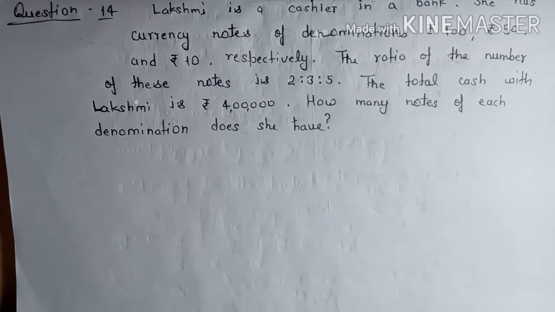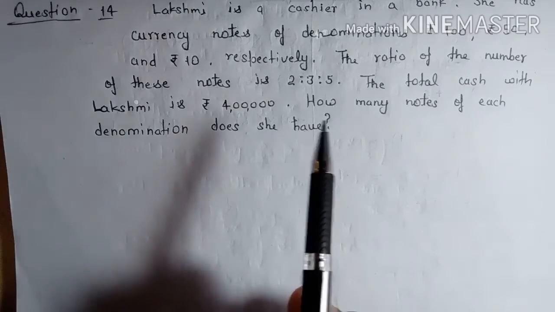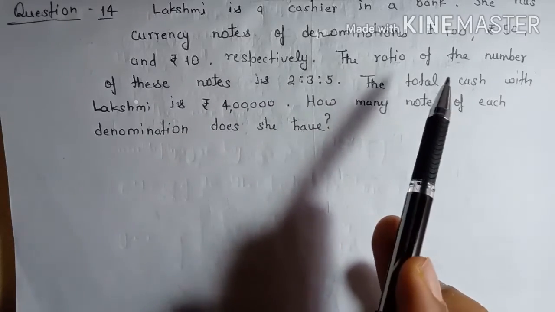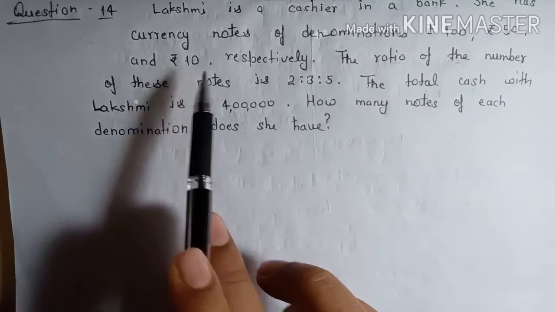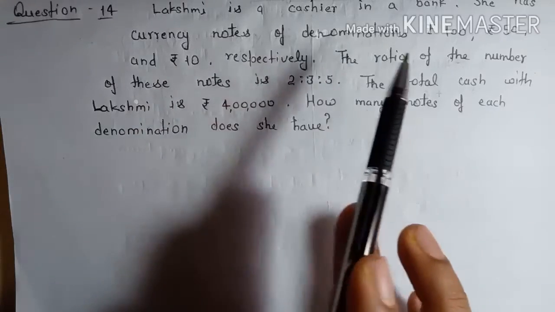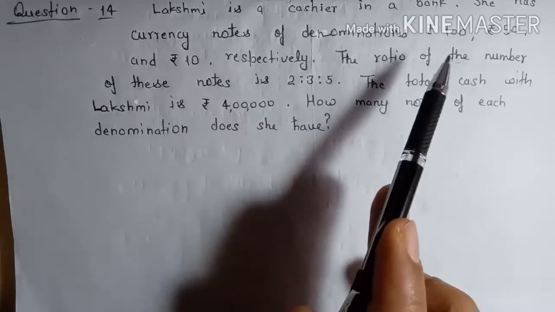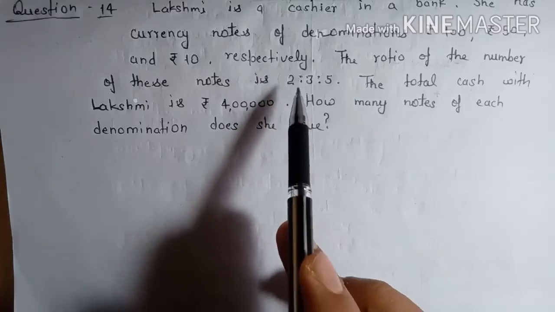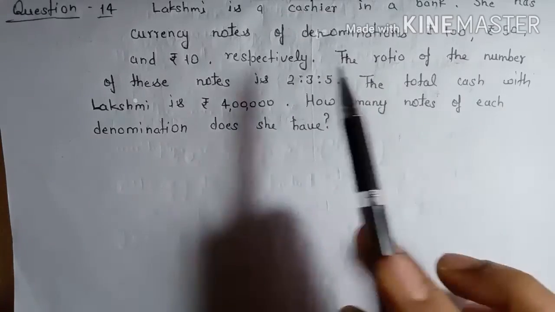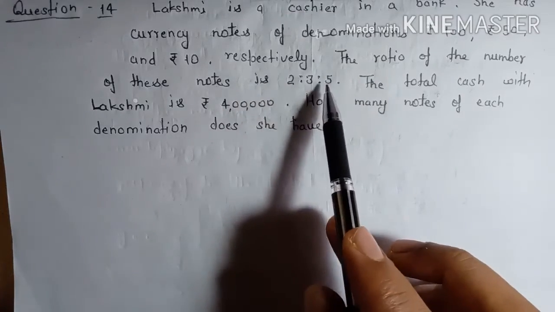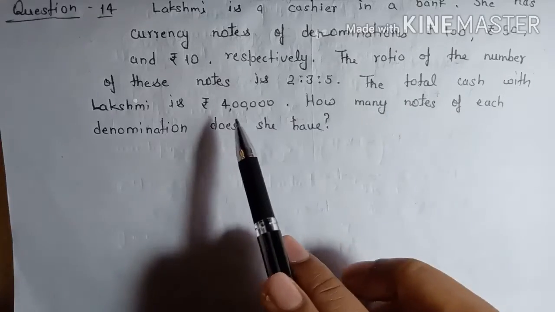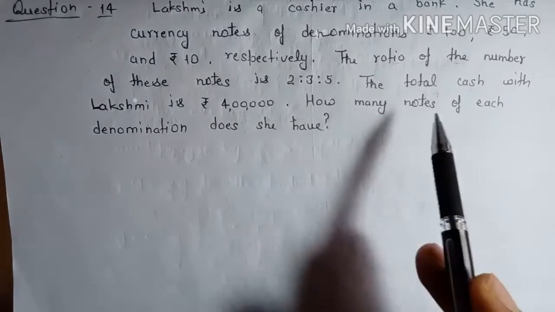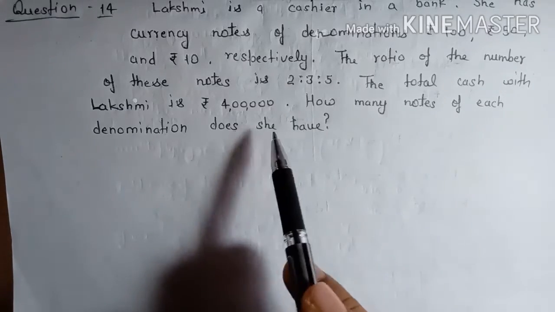We have our next question, question number 14. Lakshmi is a cashier in a bank and she has currency notes of denomination rupees 100, rupees 50 and 10 rupees. Means she has three types of notes: 100 rupee note, 50 rupee note and 10 rupee note respectively. So the ratio of numbers of these notes is 2:3:5 and the total cash with Lakshmi is 4 lakh rupees. Now how many notes of each denomination does she have?